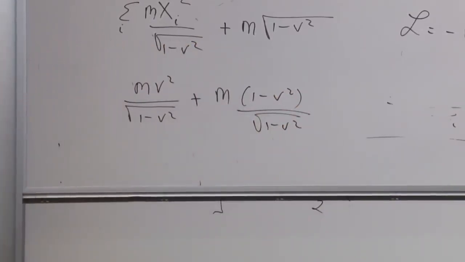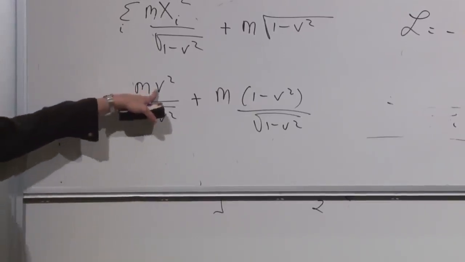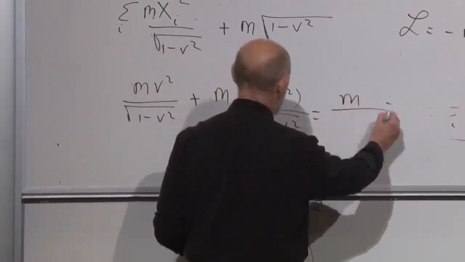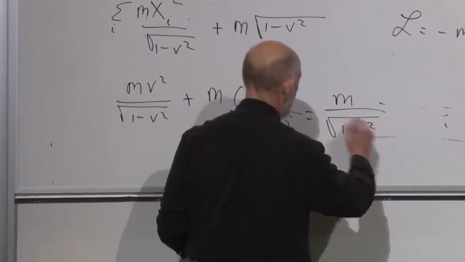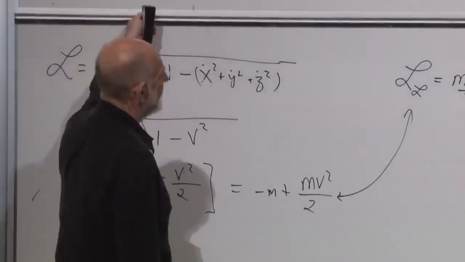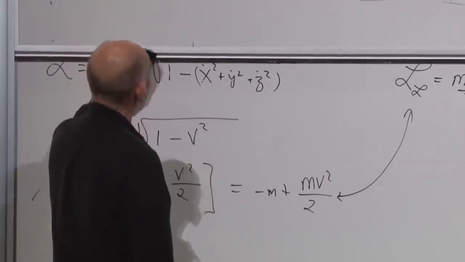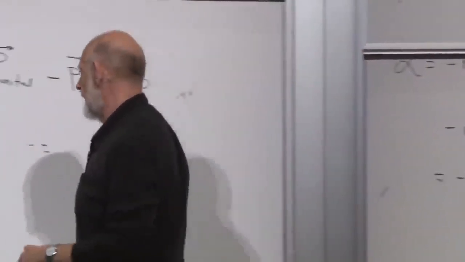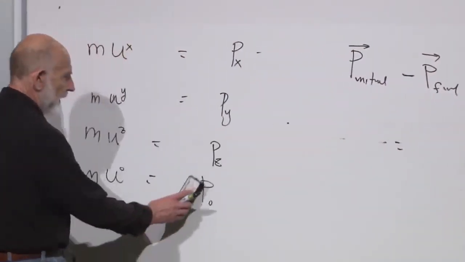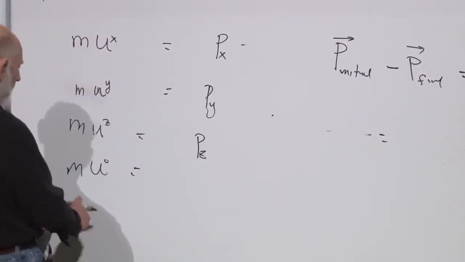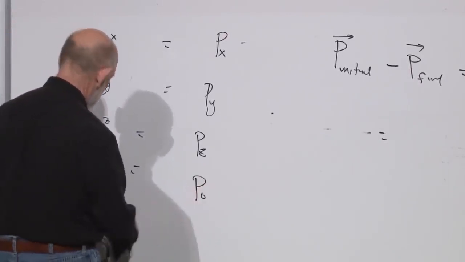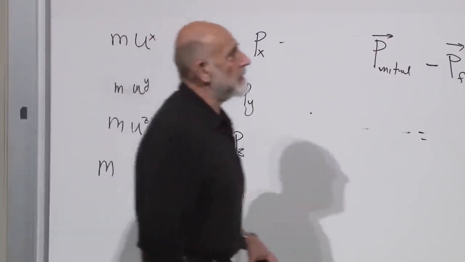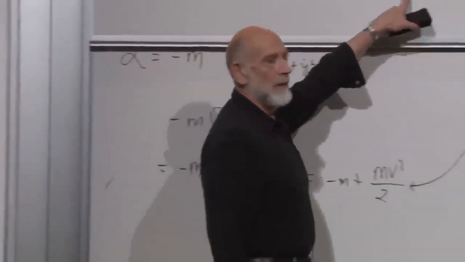Okay, now it doesn't look so fearsome anymore, because we notice immediately that m v squared over here cancels m v squared over here, and the whole thing is m upon the square root of 1 minus v squared. All right, that's the Hamiltonian. So let's add to the momentum a fourth component, P naught, which is m. And do you recognize what this thing is? This is U naught.